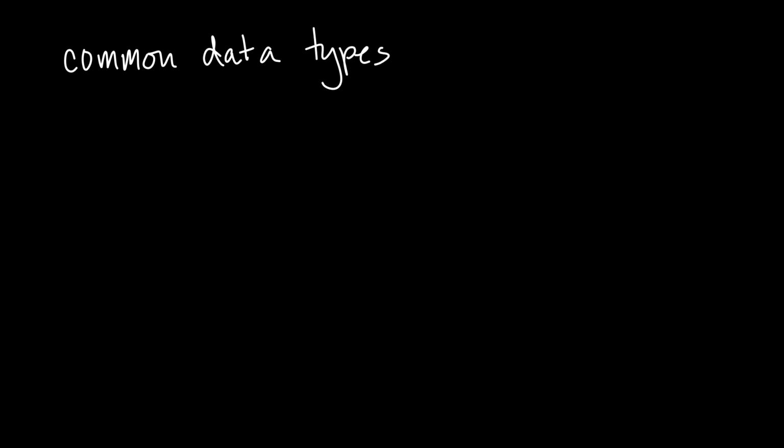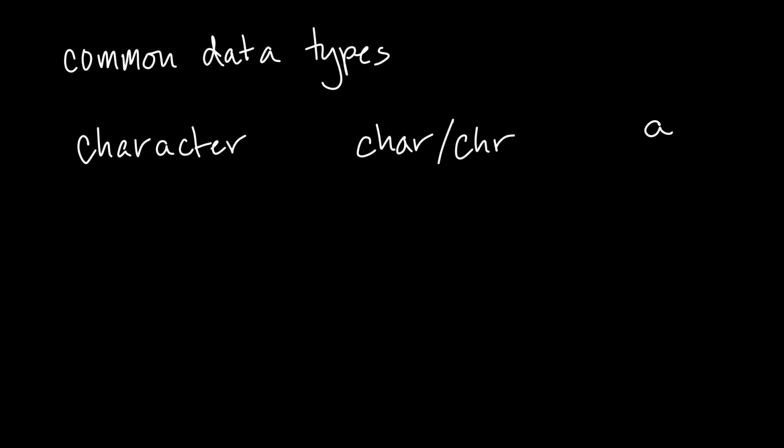These are probably the most common. Character, usually abbreviated char, which is something like the letter A. It could be anything you'd type. It could even be a numeral, but if you've got 5 represented as a character, it's more for typesetting. You can't do math with it.